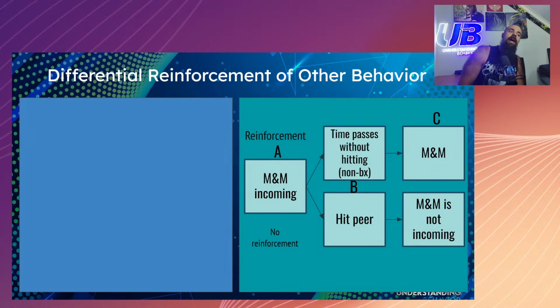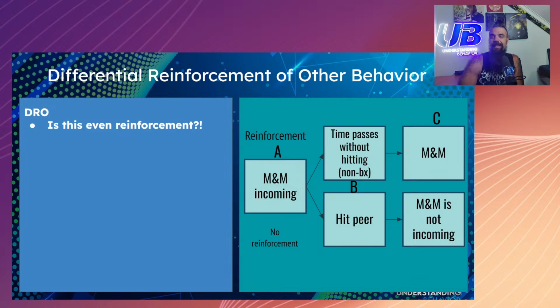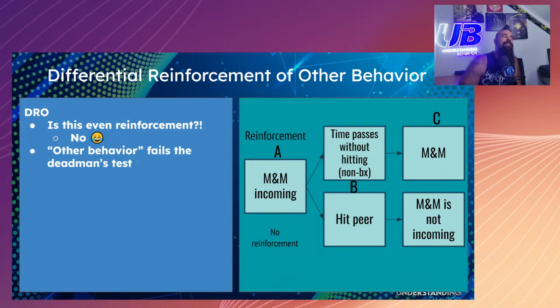All right, let's talk about DRO. So here is the thing with DRO: is DRO even reinforcement? And spoiler alert, it's not. So why do we call this differential reinforcement when it's not even reinforcement? You know, it beats me. I feel like maybe it's just because it's better to use a fluffier term. But technically DRO does not involve any reinforcement at all. So let's talk about why that is.